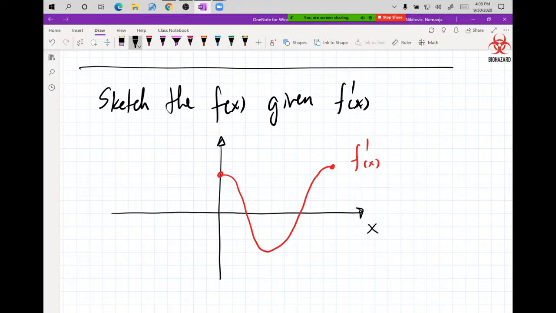Does anyone recognize this graph? It's a cosine graph. Beautiful. It's a cosine graph. I'm not telling you that, right? I'm just like, okay, fine.